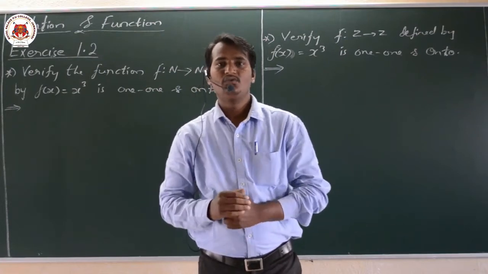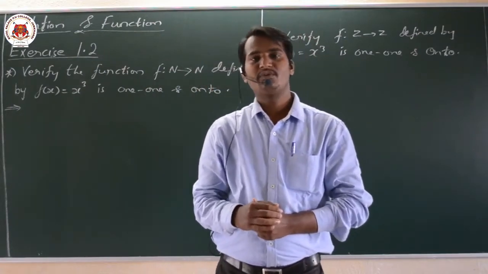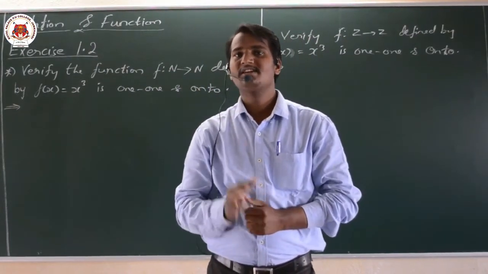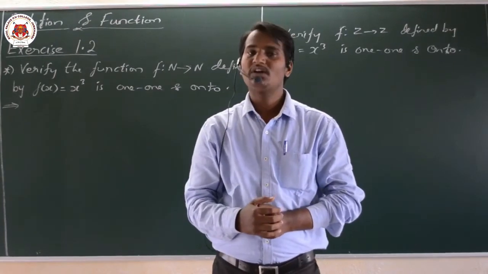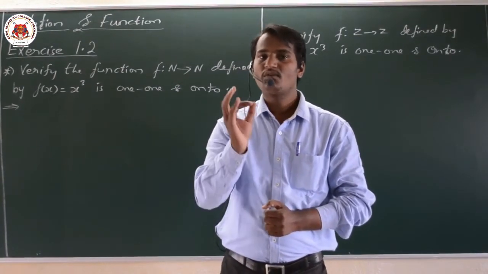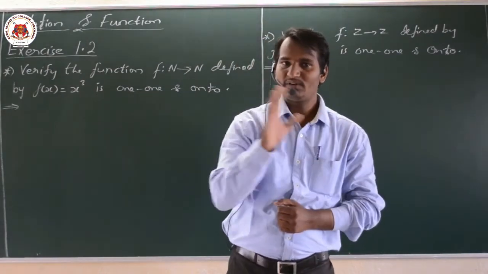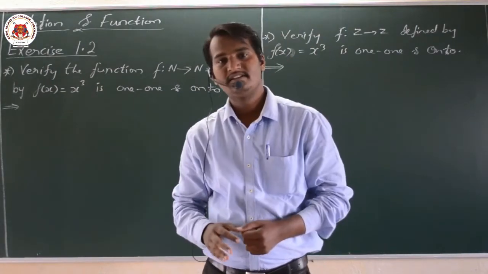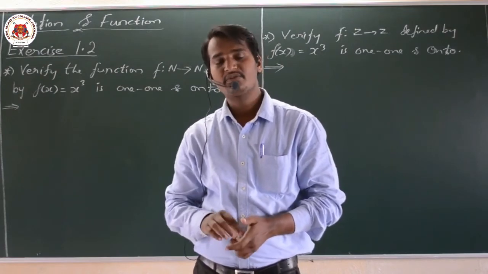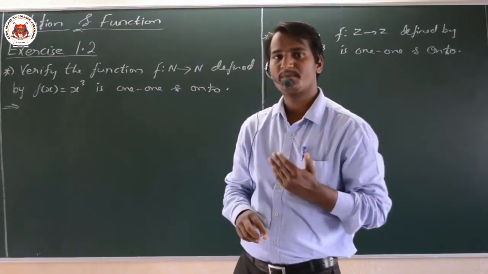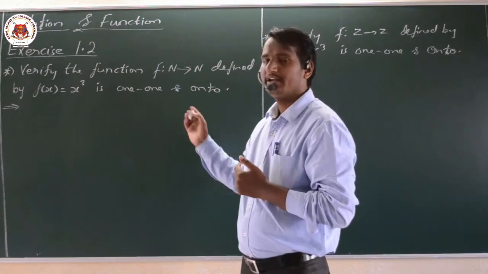Dear friends, today we shall continue with the problems related to our exercise 1.2, that is one-one and onto. One-one is also called injective and onto is also called surjective. If the function is both one-one and onto, then it is called a bijective function. Today we shall continue some more problems related to one-one and onto.